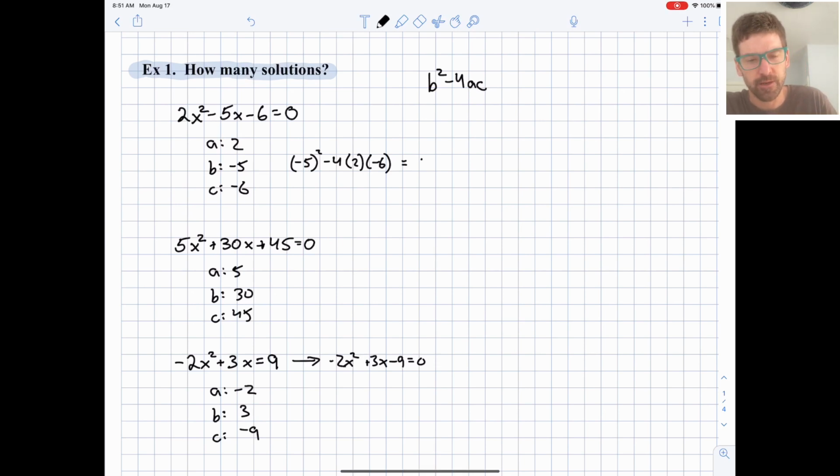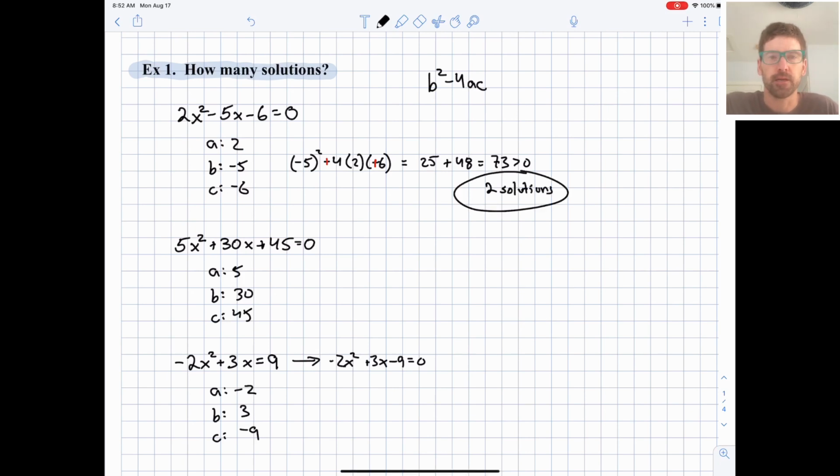So we have a 25, and I'm going to see right away that we're subtracting what's going to be a negative, so I can turn both of these into a positive. Okay. So we're going to have 25 plus 4 times 2 times 6, 48. And that is equal to 73, which is greater than 0, so we have two solutions to this quadratic equation. Okay, if we were to graph the parabola, it means it would cross the x-axis in two places.